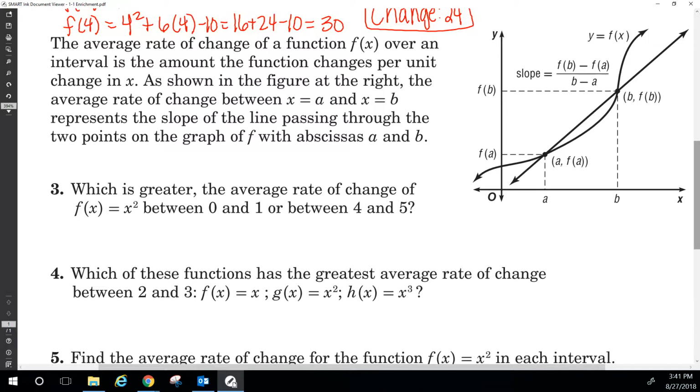All right, which is greater, the average rate of change of x squared between 0 and 1 or between 4 and 5? So if we look between 0 and 1, we have f of 1 minus f of 0 over 1 minus 0. If we plug in 1 for x, it would be 1 squared, which is 1. If we plug in 0 squared, we get 0. So that's just 1 over 1. So the average rate of change between 0 and 1 is 1. So let's do the same thing between 4 and 5.